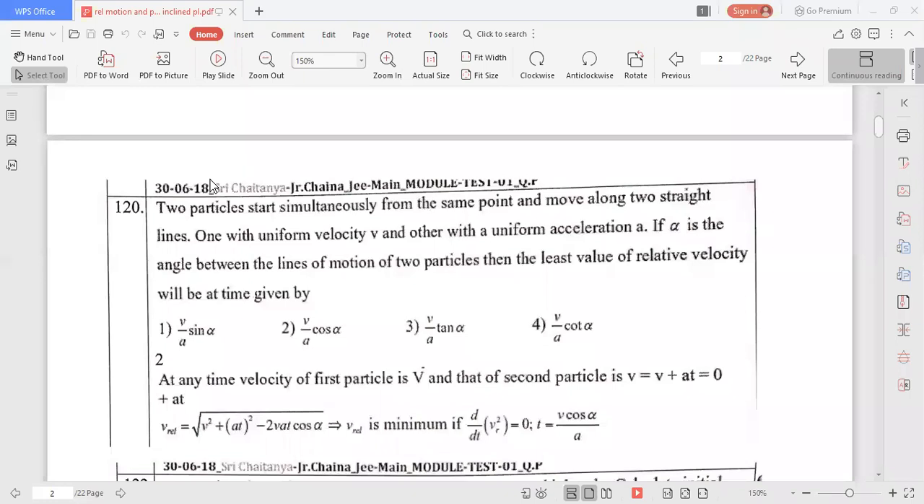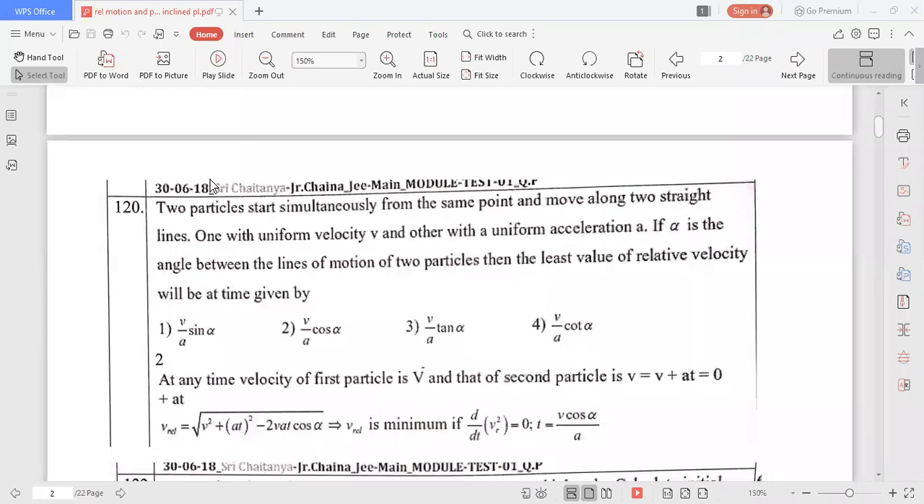For V relative minimum, this is 0. That's why you make them 0. Now V is the constant velocity of the first particle, so when you differentiate it, you will get 0.